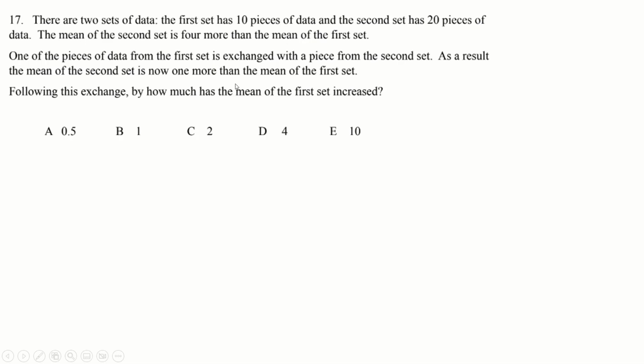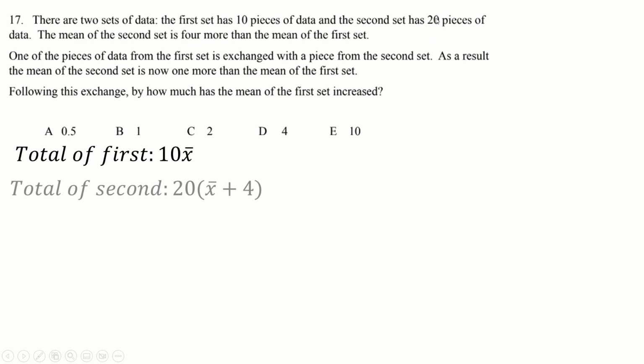A very similar question was asked a few years ago in the TMUA paper. If you've got a set of data with 10 pieces with a mean maybe of x bar, then that means the total for that set is 10 x bar, right? You just times the number of pieces of data by the mean to find the total in that data set. Same thing for the second data set, except you know the mean is 4 more than the mean for the first. So that's going to be 20 times x bar plus 4. So the total of the second data set is 20 pieces of data times its mean, which is x bar plus 4, as it says. Now, after you do some exchanging, of course, if you move one piece of data into the first and then a different piece into the second from the first, then they still have 10 pieces and 20 pieces, right?